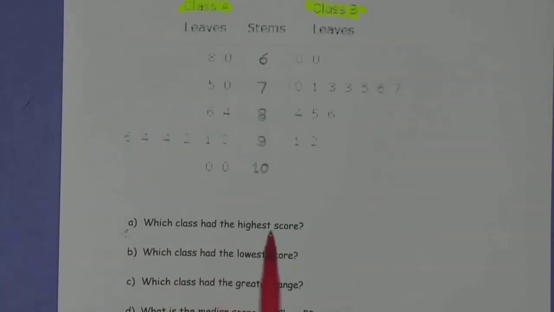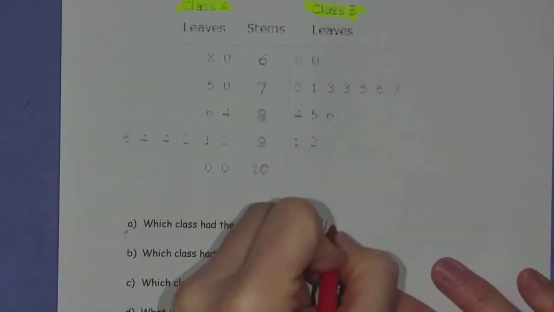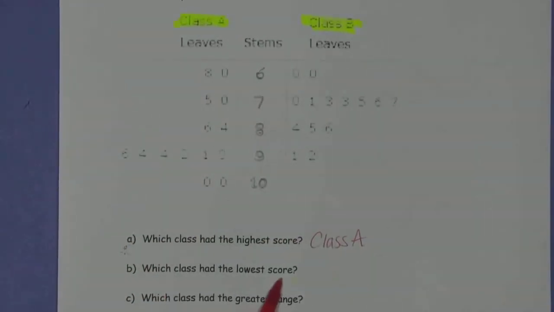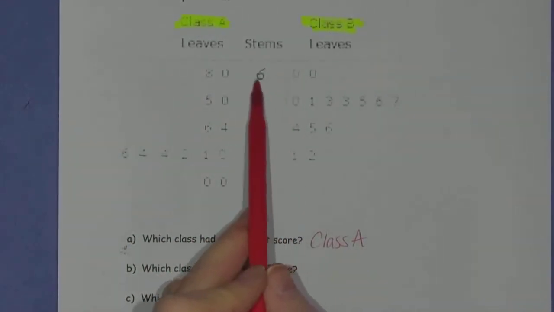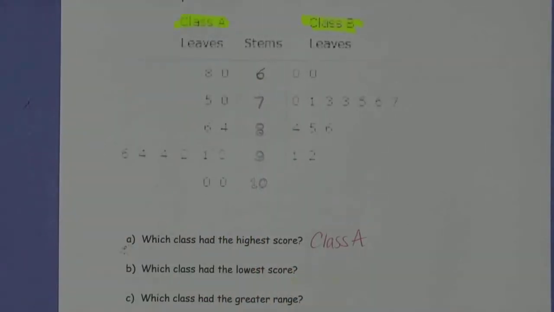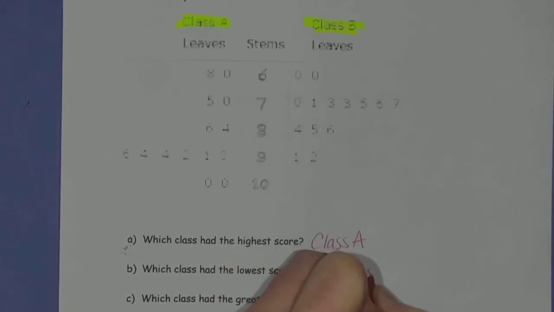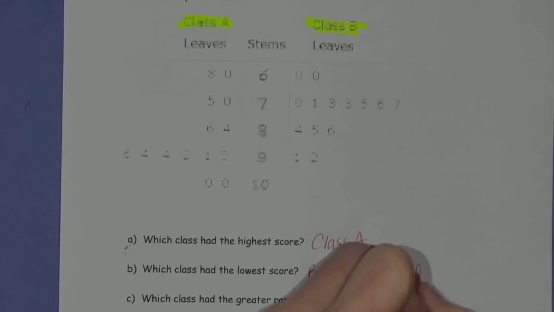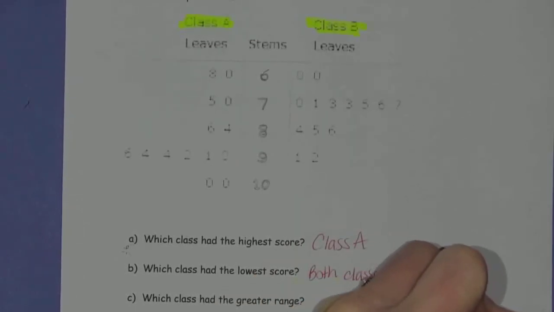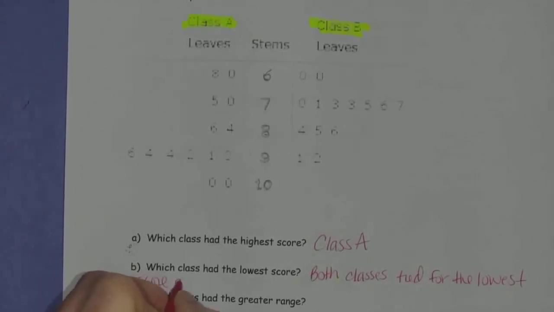So it says, which class had the highest score? Well, I think I just established we had 2 100s in Class A, so I'm going to go with Class A had the highest score. Which class had the lowest score? It's a tie. Each class had a student receive a 60%, so I'm going to say that both classes tied for the lowest score at 60%.